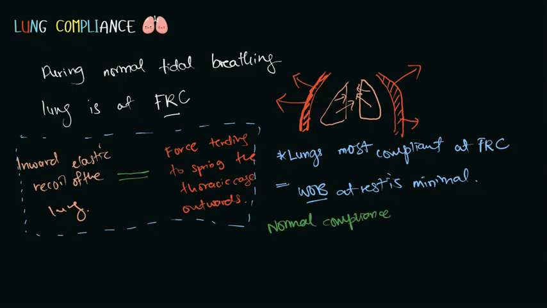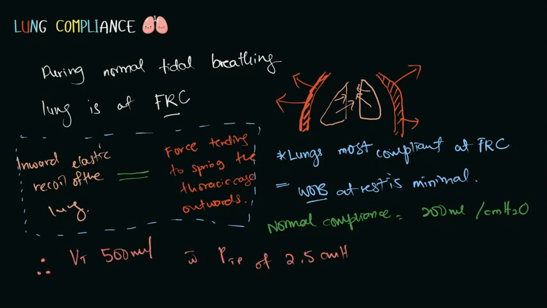A normal lung compliance is about 200 mL per centimeter of water. This translates to a tidal volume of 500 mL only requiring a transpulmonary pressure of 2.5 centimeters of water. This is equivalent to 200 times 2.5.